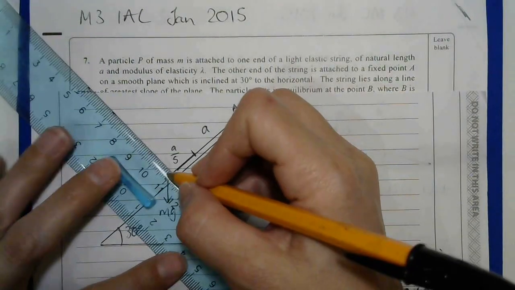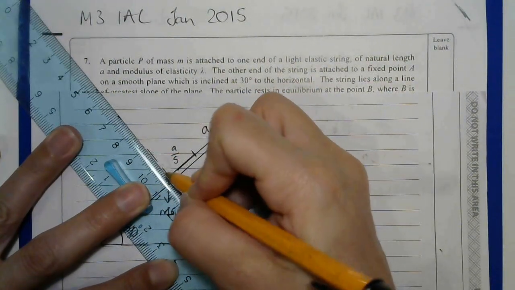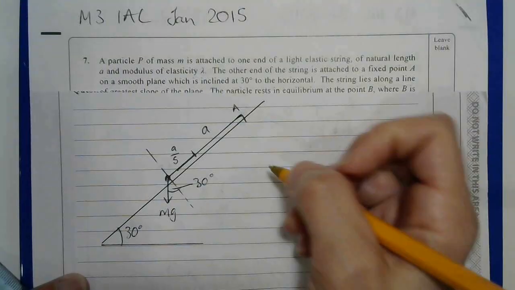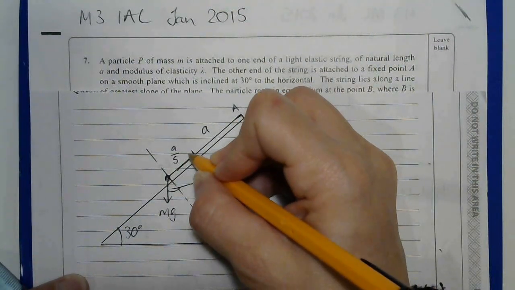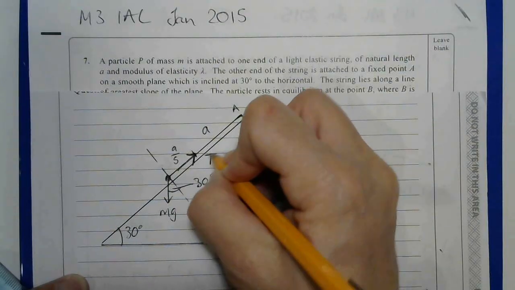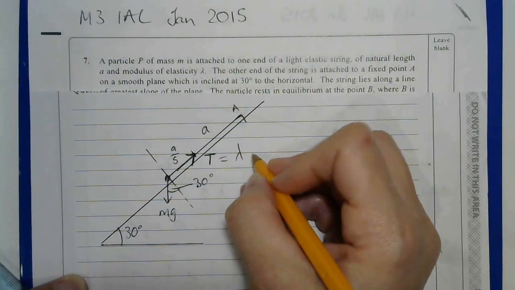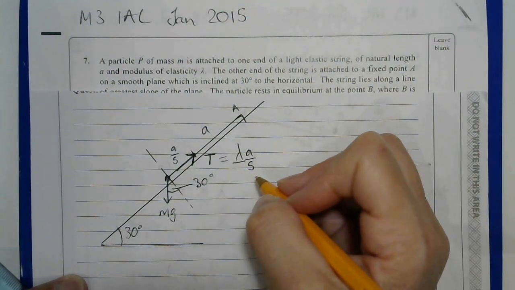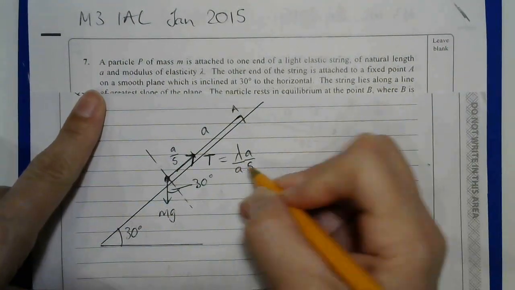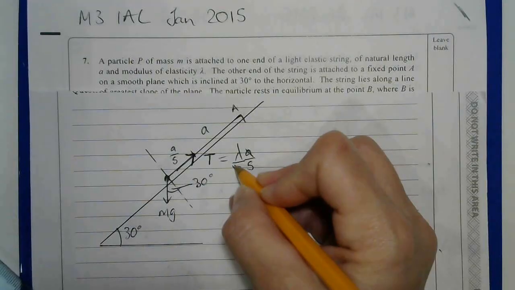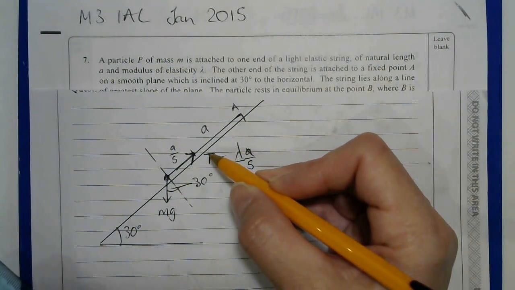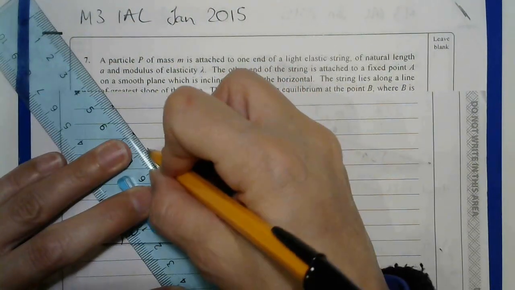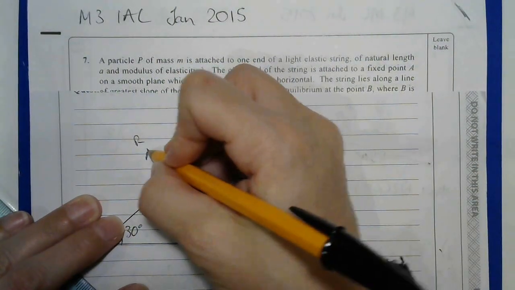The angle of the slope they said was 30. So I'll then draw in the perpendicular to the slope here. This angle is also 30. And the force up the slope is going to be the tension, which will equal lambda multiplied by the extension divided by the natural length, and the natural length was a. So in fact these a's are going to cancel, and we've just got a force of lambda over 5 acting up the slope.